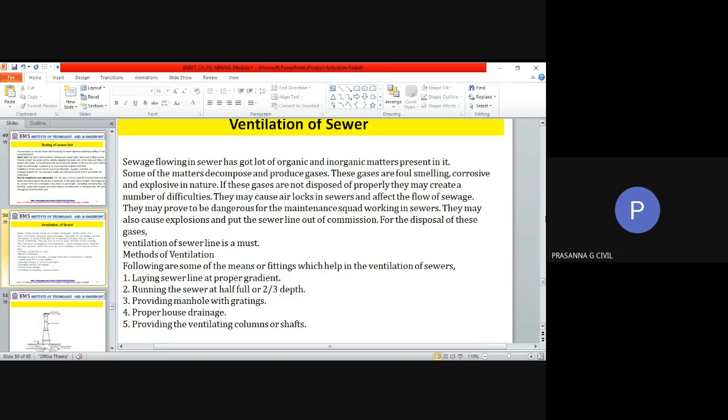Many times you would have seen the covers of manholes sticking out of the road in many places, though they are supposed to be flat. And if we are able to provide a grating, it is like the cover that is put on our floor traps inside the house. Under the wash basin or sink, you will find a small grating covering the trap. It allows the gases that accumulate there to leave. So that's a very ideal condition.